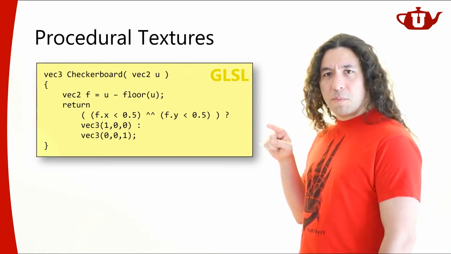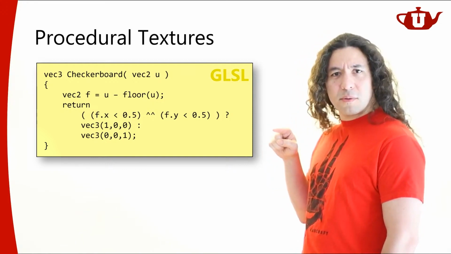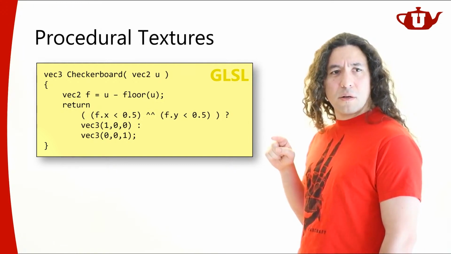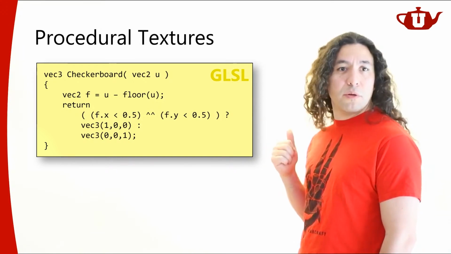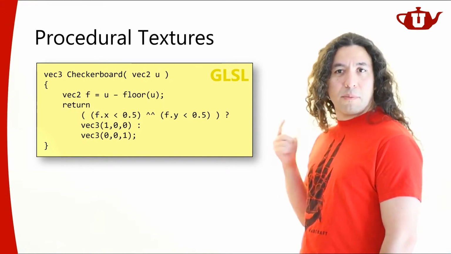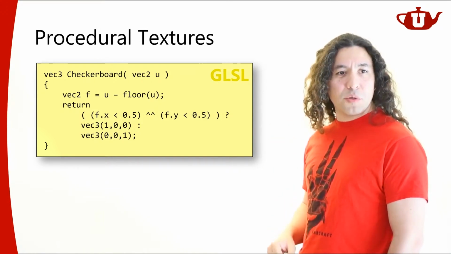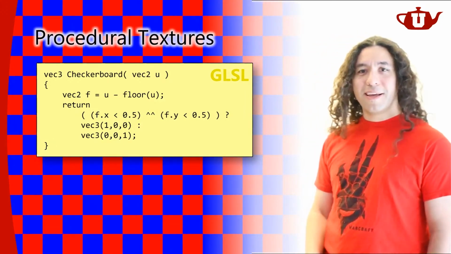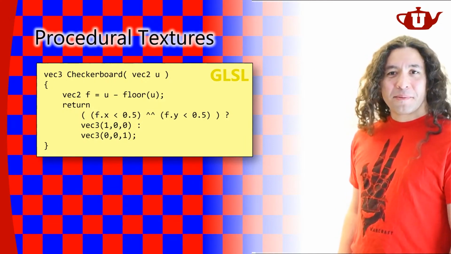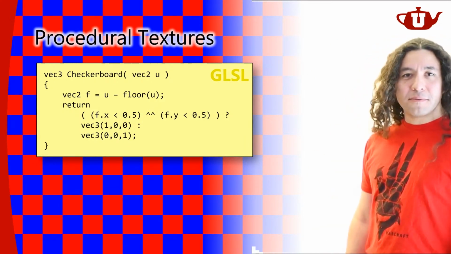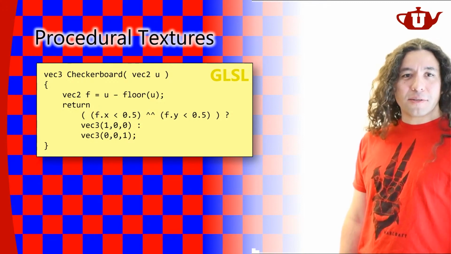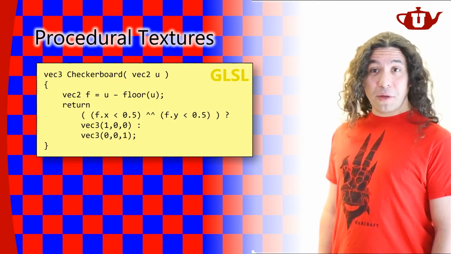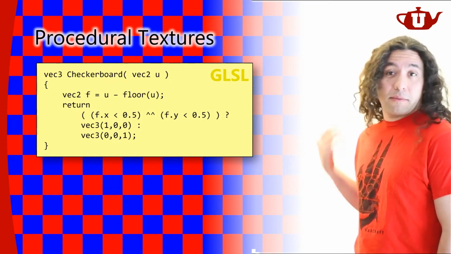Then based on the floating part of the coordinates, we're deciding between two colors. One of them is 100, which is red. The other one is 001, which is blue. So it's going to be an alternating red and blue checkerboard. It will look like something like this. And it'll just go on forever. There's no end to this texture. So procedural textures are supported on the GPU. We just need to write the code for them, and they work.